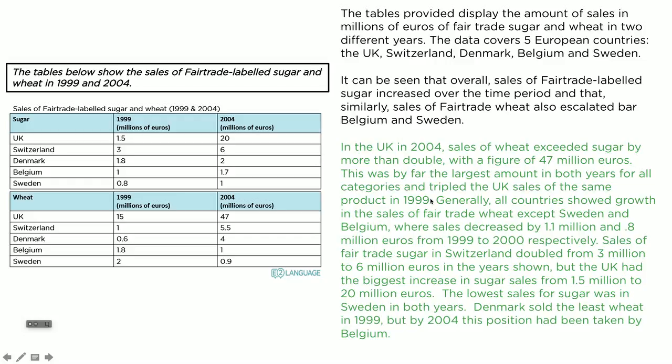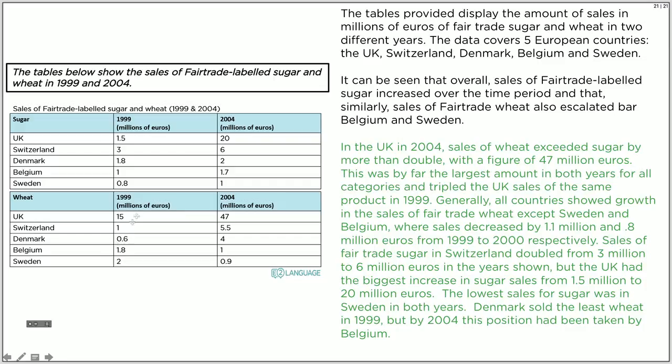Generally, all countries showed growth in the sales of fair trade wheat except Sweden and Belgium, where sales decreased by 1.1 million and 0.8 million euros from 1999 to 2000 respectively. Okay? So here I've said, okay, they've all increased except for these two countries here. This one decreased by 0.8 and this one 1.1. Okay? So again, I haven't used the statistics here. Instead, I found a more interesting way to show that using a little bit of subtraction.